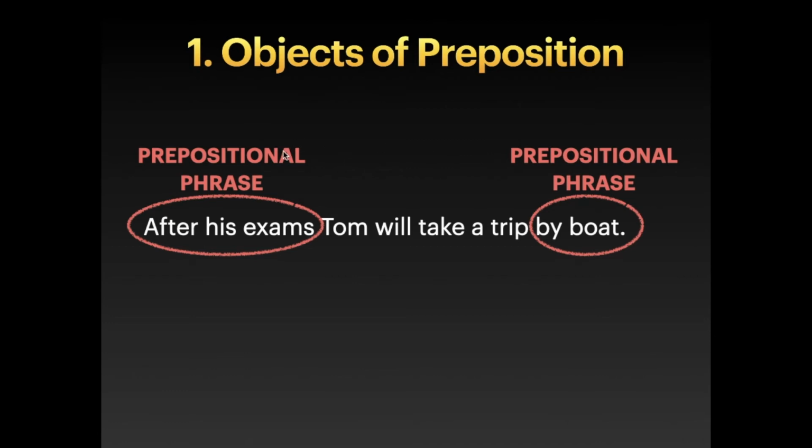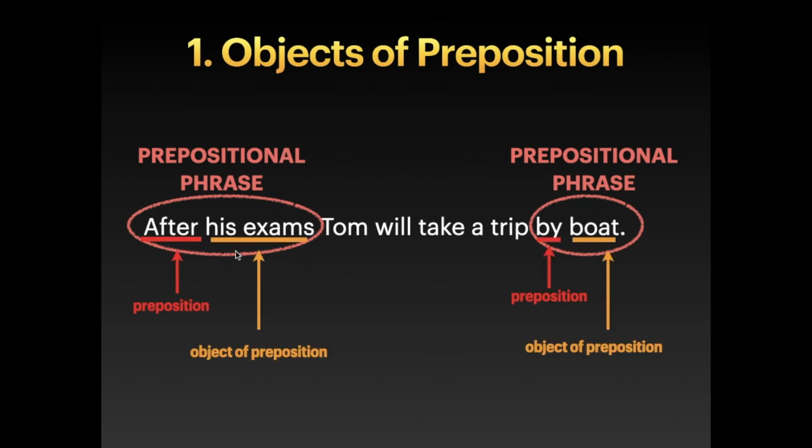A prepositional phrase is composed of a preposition and the object of the preposition, this one. Prepositional phrase, se compone de una preposition, siempre empieza con una preposition y lo que le sigue es el objeto de esa preposition, ok? Y luego tenemos nuestro sujeto Tom y nuestro verbo will take.